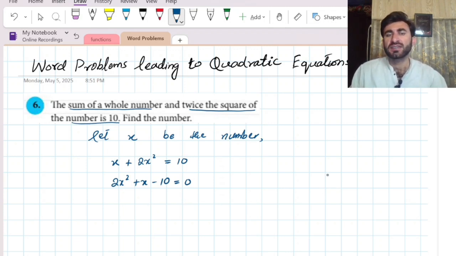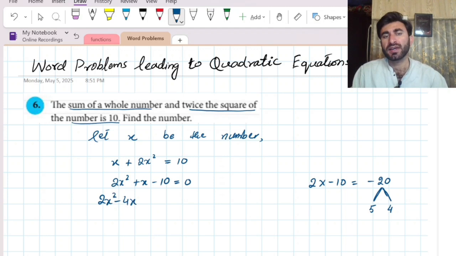So we can first factorize it. 2 times minus 10 becomes minus 20. So we are looking for the factors of 20 whose difference is 1, because the coefficient of x is 1. They will surely be 5 and 4. We can write it as 2x square minus 4x plus 5x minus 10 equals 0. Now we can take commons. It will become 2x times x minus 2, plus 5 times x minus 2 equals 0.